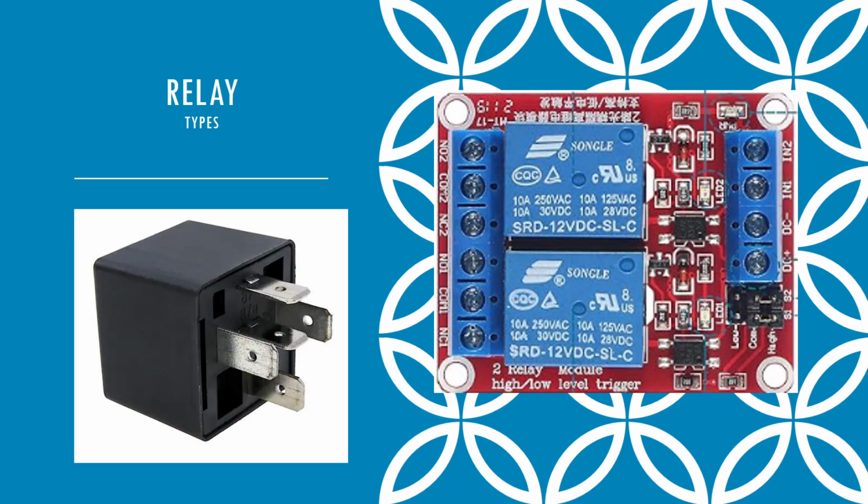Just showing a picture here of the type of relay you'd find in your car, and then a double pole, double throw, so you can see the inputs on the right, and then on the left you have your normally open, normally closed, and common positions.